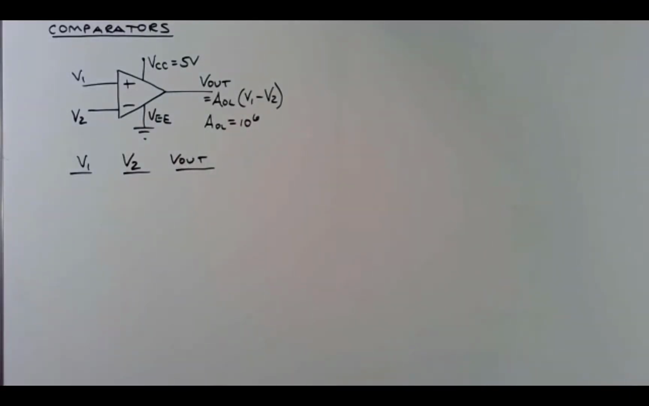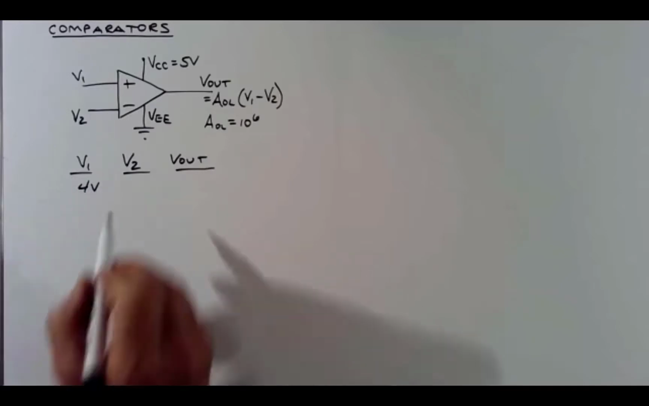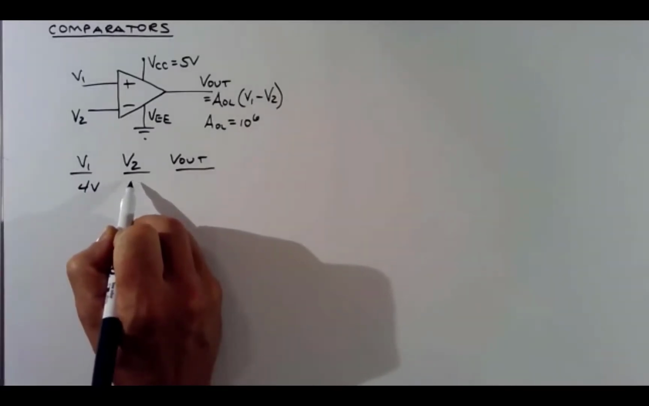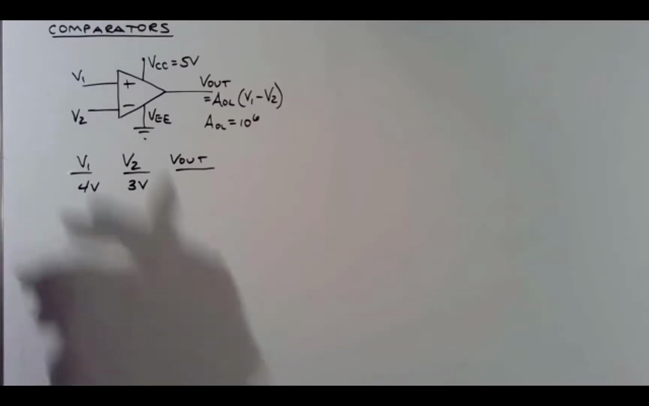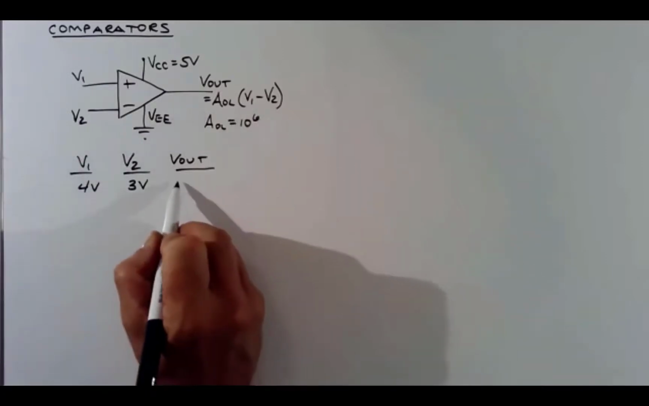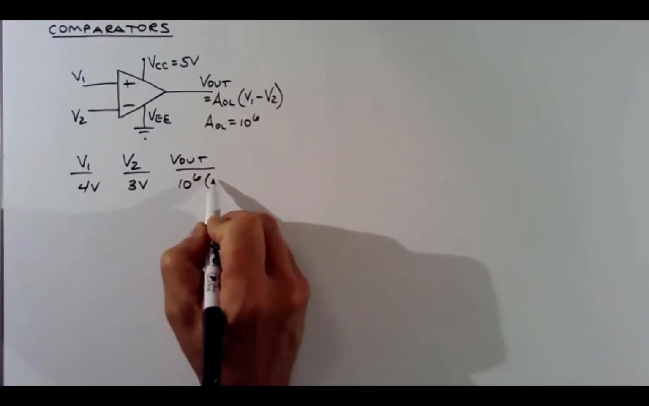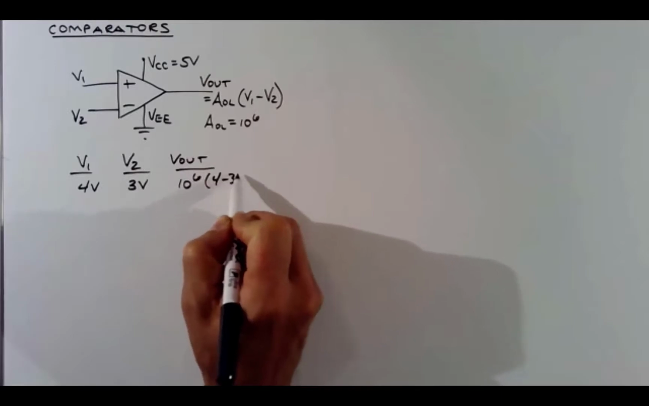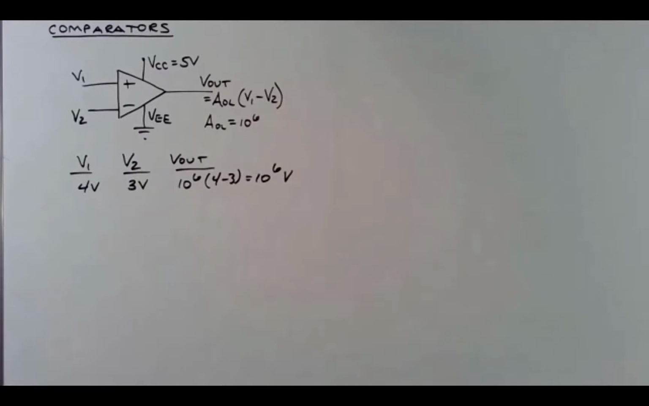Let's just pick two values. This is going to help explain how a comparator works. So V1, let's say, is 4 volts. V2 is 3 volts. So I connect two power supplies, I create that. Okay, so V out is 10 to the 6th, AOL, times V1 minus V2. V1 minus V2 equals 1, so 10 to the 6th. I'm going to get 1,000,000 volts out of this op-amp according to the textbook equation.